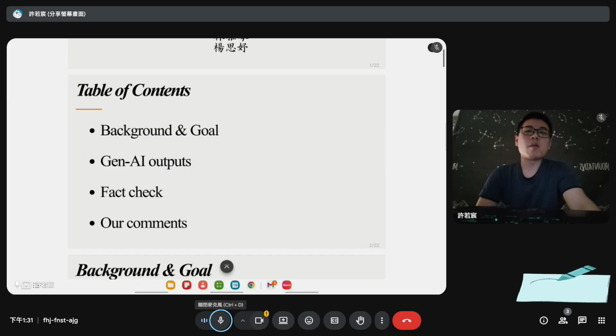So here's our table of contents. First we're going to show you the background and the goal, and we'll show you some of the outputs of the Gen AI and how we did the fact check, and finally share some comments of ours.